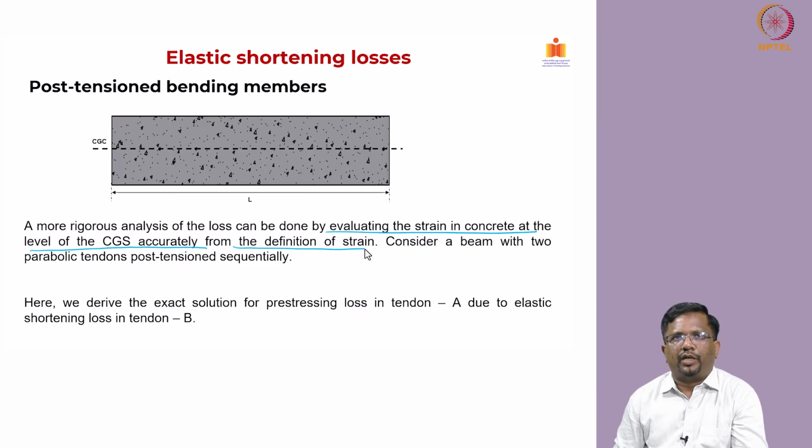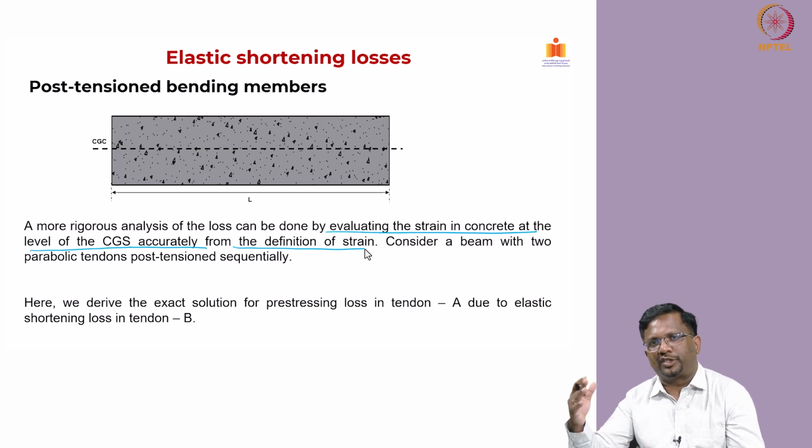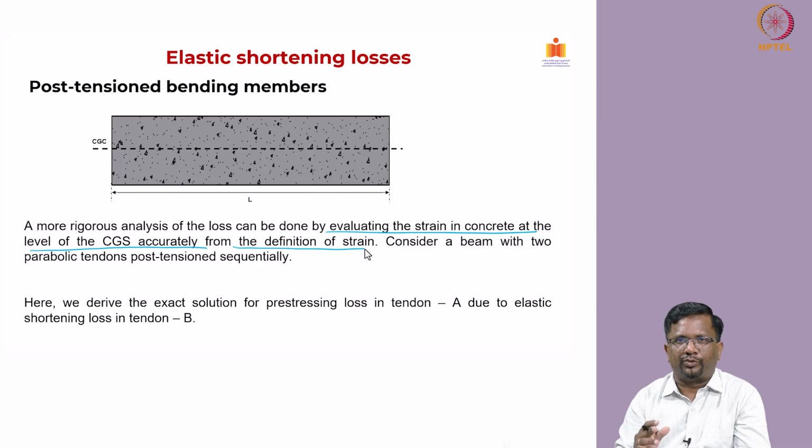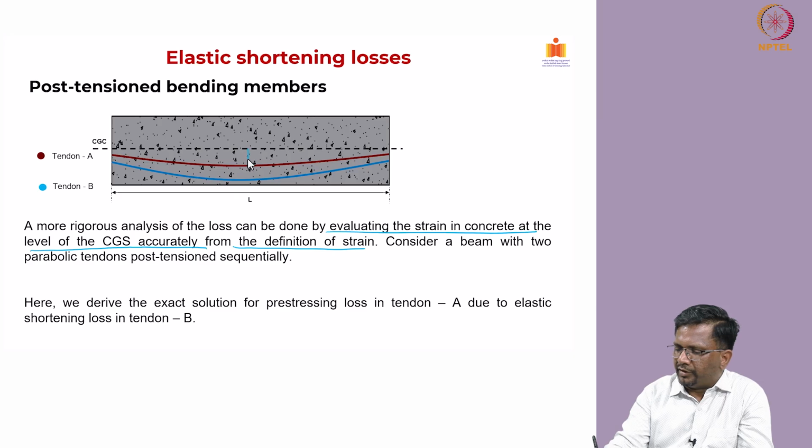Now, let us say you have a beam with two tendons. When you have two tendons, if both of them are getting stressed simultaneously, there is no elastic shortening. Only when you do it sequentially, when you do the second one, you will have loss in the first one. So, that is what we are looking at with an example. Let us say that I have this kind of a beam. Let us say I have these two tendons, the first one is tendon A, another one is tendon B, and you can see that the eccentricity is also different for different tendons, right.